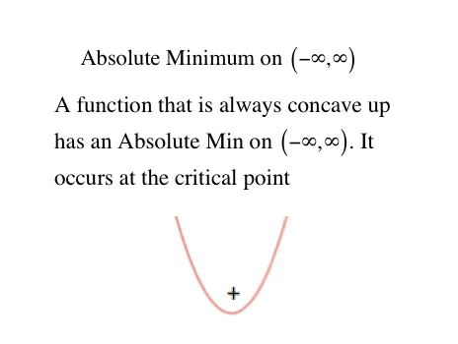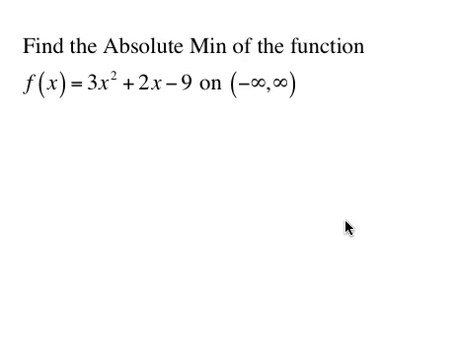Now, if we have a function that is always concave up, like a parabola, it will have an absolute minimum. And that absolute minimum will occur at a critical point. So to use this method, we have to convince ourselves that the second derivative is always positive, and then we can identify what that minimum will be. So our example here is f of x is 3x squared plus 2x minus 9 on the interval from negative infinity to infinity. There's our function.